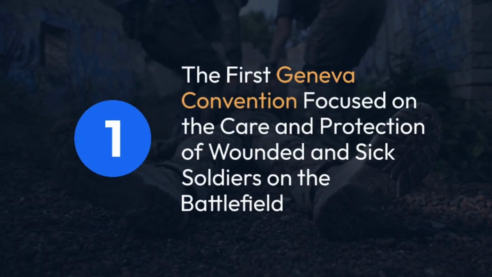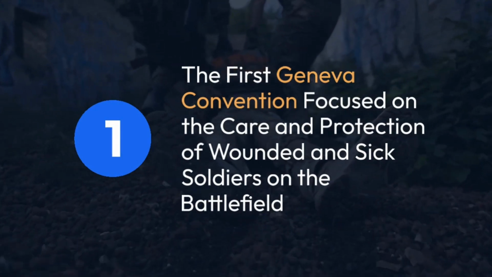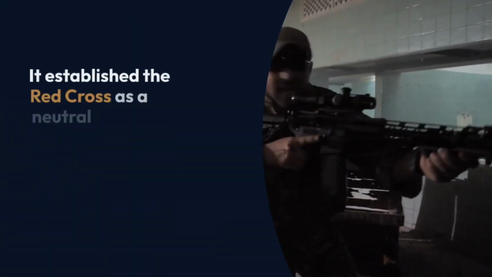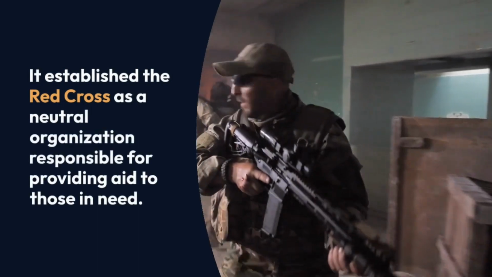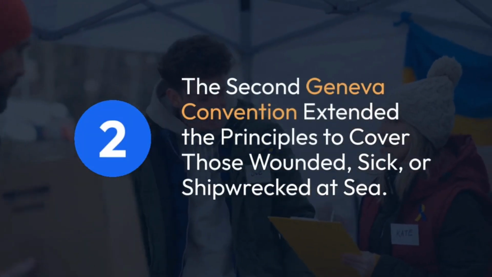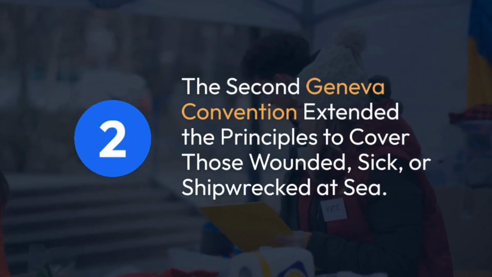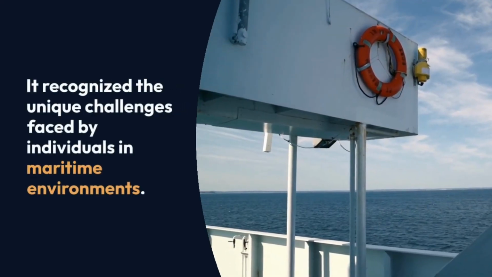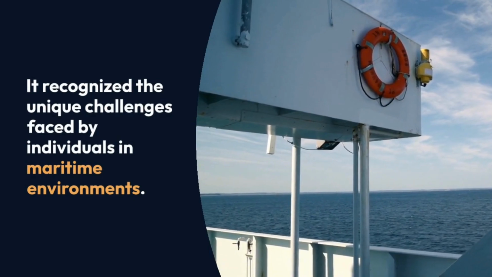The First Geneva Convention focused on the care and protection of wounded and sick soldiers on the battlefield. It established the Red Cross as a neutral organization responsible for providing aid to those in need. The Second Geneva Convention extended the principles to cover those wounded, sick, or shipwrecked at sea. It recognized the unique challenges faced by individuals in maritime environments.